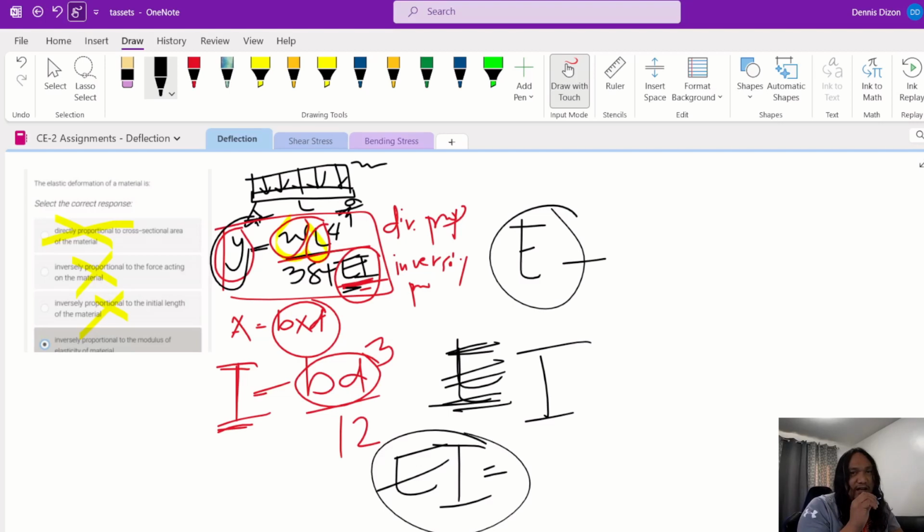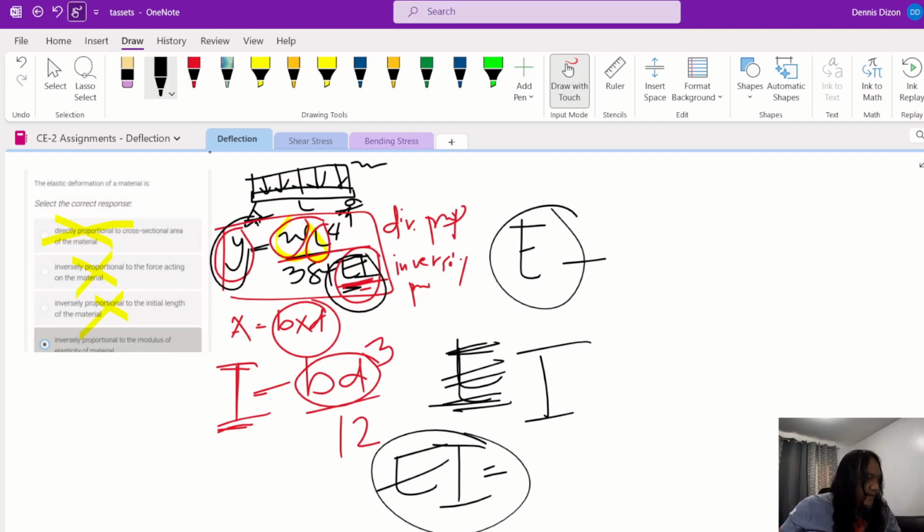And then deformation is directly proportional to your W and the span of your member. So the longer the beam, the bigger the deflection. So that is directly proportional. So the bigger the section, the smaller the deformation, because the deformation is inversely proportional to your cross-sectional area or flexural stiffness.